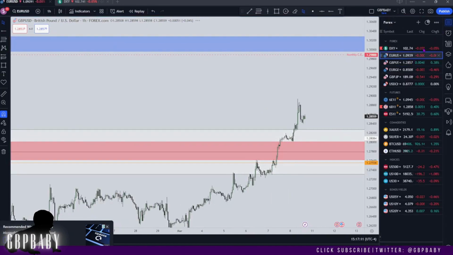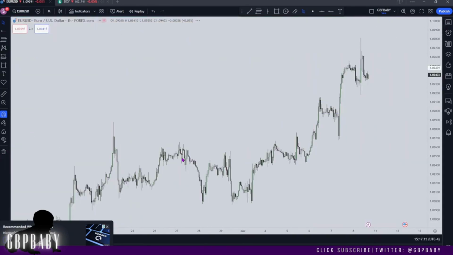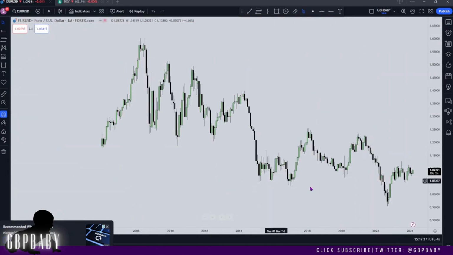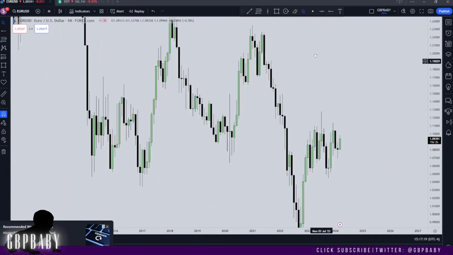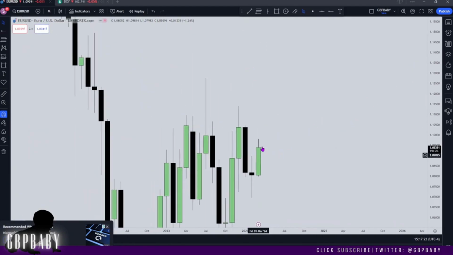And finally, let's finish up on Euro USD. And I'm going to start on the monthly here as well. So again, what am I looking for? Well, now that we've had displacement and clear displacement, I'm looking for premium arrays that price will want to draw to. We do have a rejection block level right here.